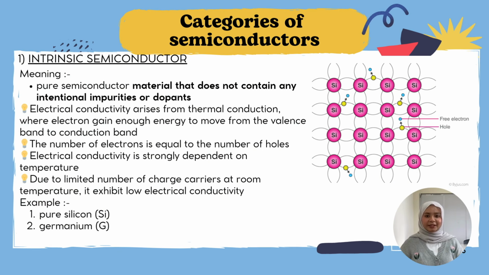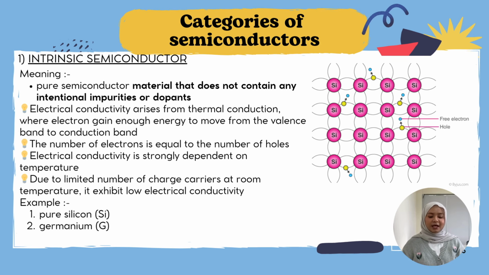Next, we move to the category of semiconductor. Semiconductor has 2 main categories, and the first one is intrinsic semiconductor. Intrinsic semiconductors are basically pure semiconductor materials, which means they don't contain any impurities or dopants. Their electrical conductivity comes from thermal excitation. So when the temperature rises, some electrons gain enough energy to move from the valence band to the conduction band.